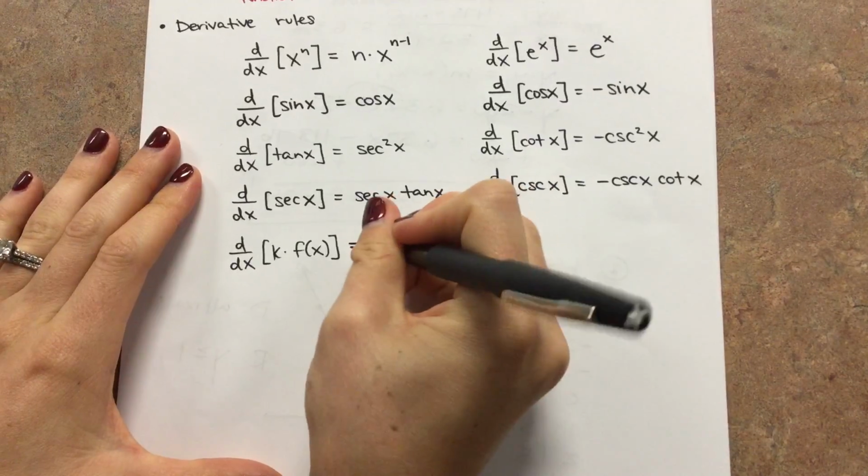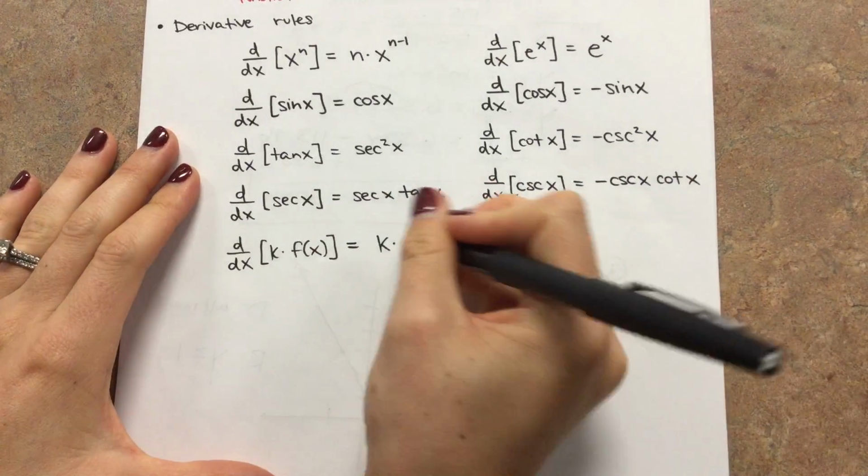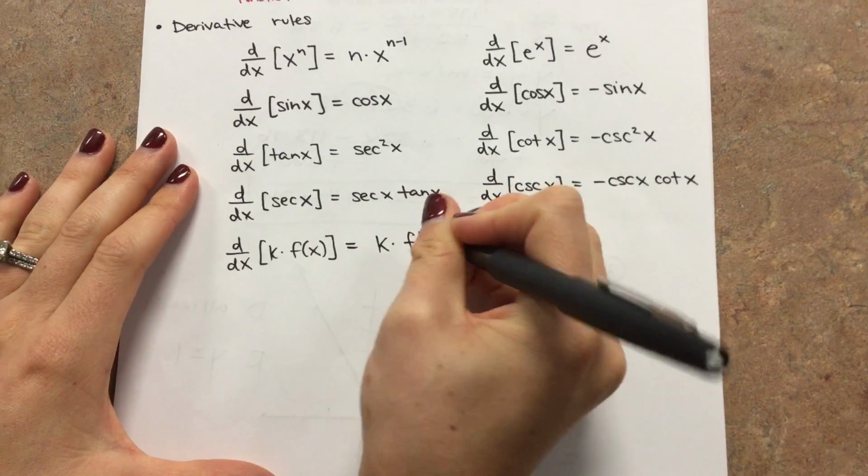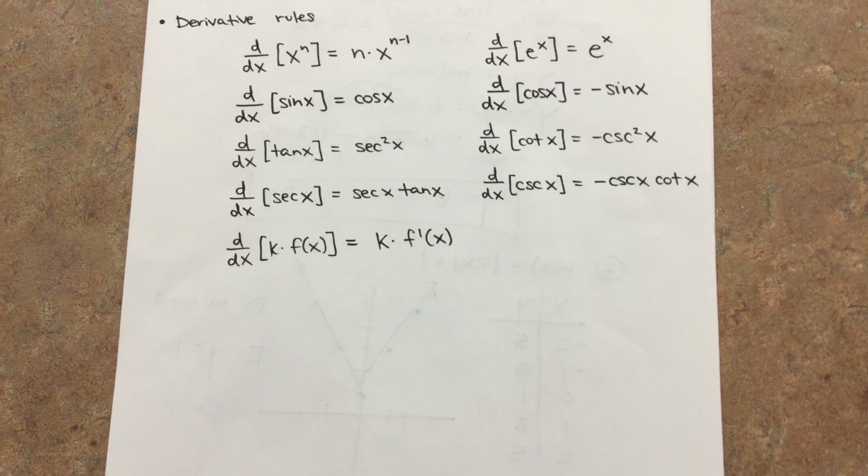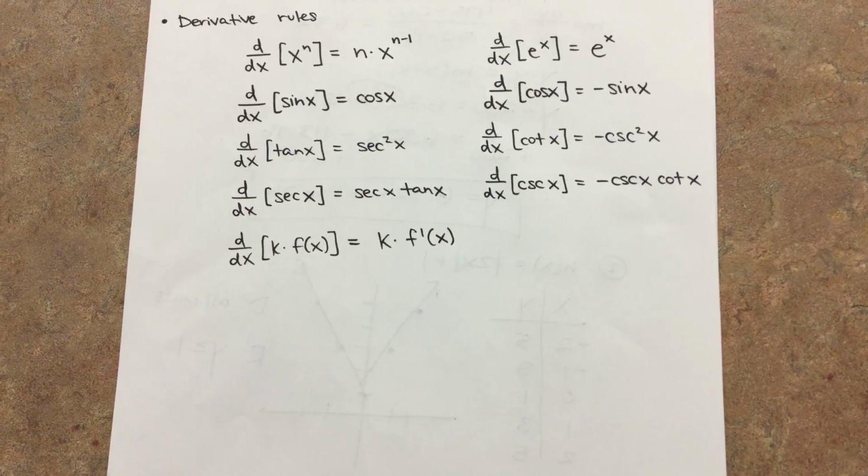So the rule says we just hold the constant out front and multiply it by whatever the derivative is. And this is one you guys are probably doing without even really realizing that you're doing it.